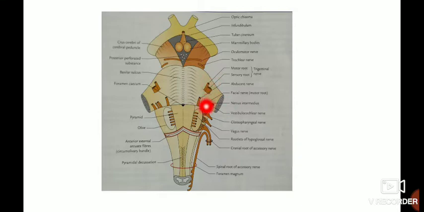In between the pons and the middle cerebellar peduncle, we have the emergence of the trigeminal nerve, the motor root and the sensory root. Rostrally, we have the pontomedullary junction, where the roots of the abducens nerve, facial nerve, nervus intermedius, and vestibulocochlear nerve emerge.